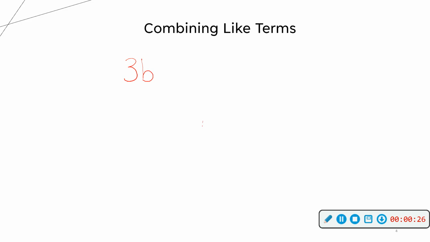Same thing with this, or even this. Those are all terms. Remember that when we have one of something, we don't have to put 1x. It's the same thing as x. So that's another important thing to know. Now, let's look at a few problems combining like terms. Remember that they have to have the same variable and the same exponent.